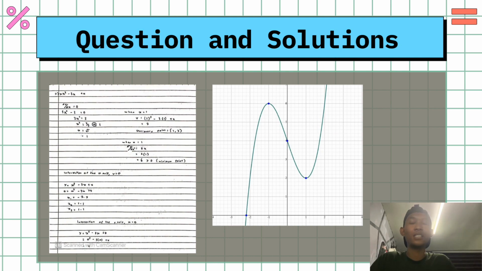Second step is the intersection of the axis. x equals 0, y equals x^3 minus 3x plus 4. Substitute 0 into the equation: 0^3 minus 3(0) plus 4. The final answer is 4.